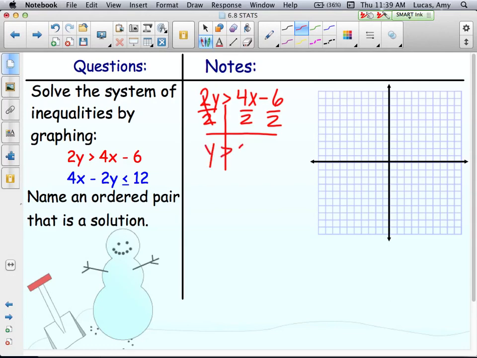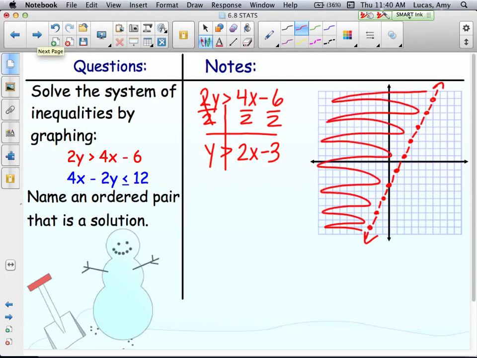because it was almost in slope-intercept form. I can graph this one, starting at -3, up 2/1. It's going to be a dashed line because the inequality symbol does not have an equal underneath. And it is greater than, so greater than is shaded above this line, like that.